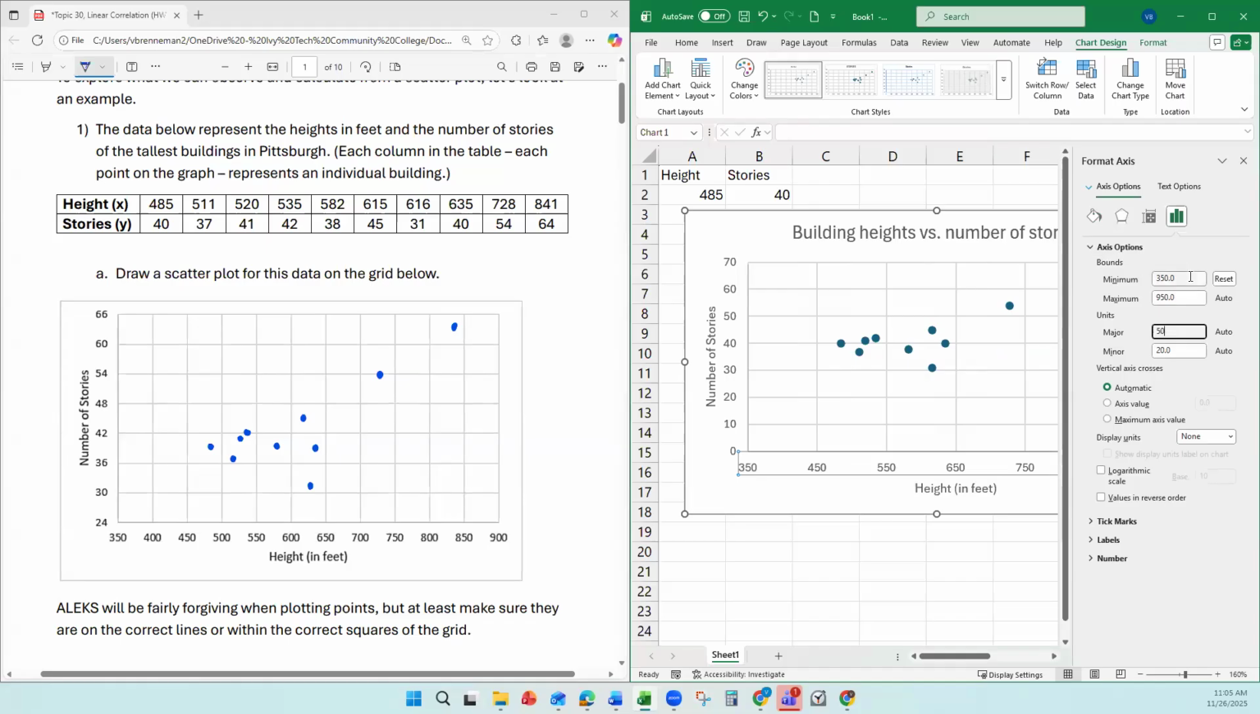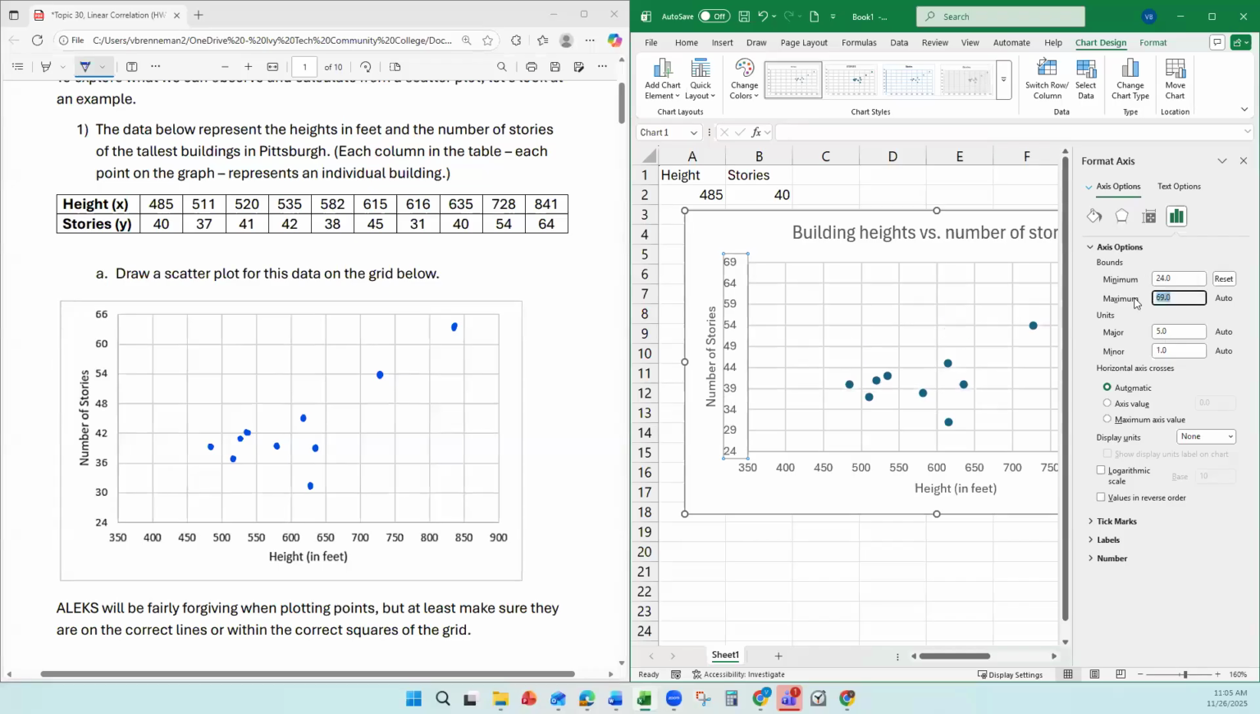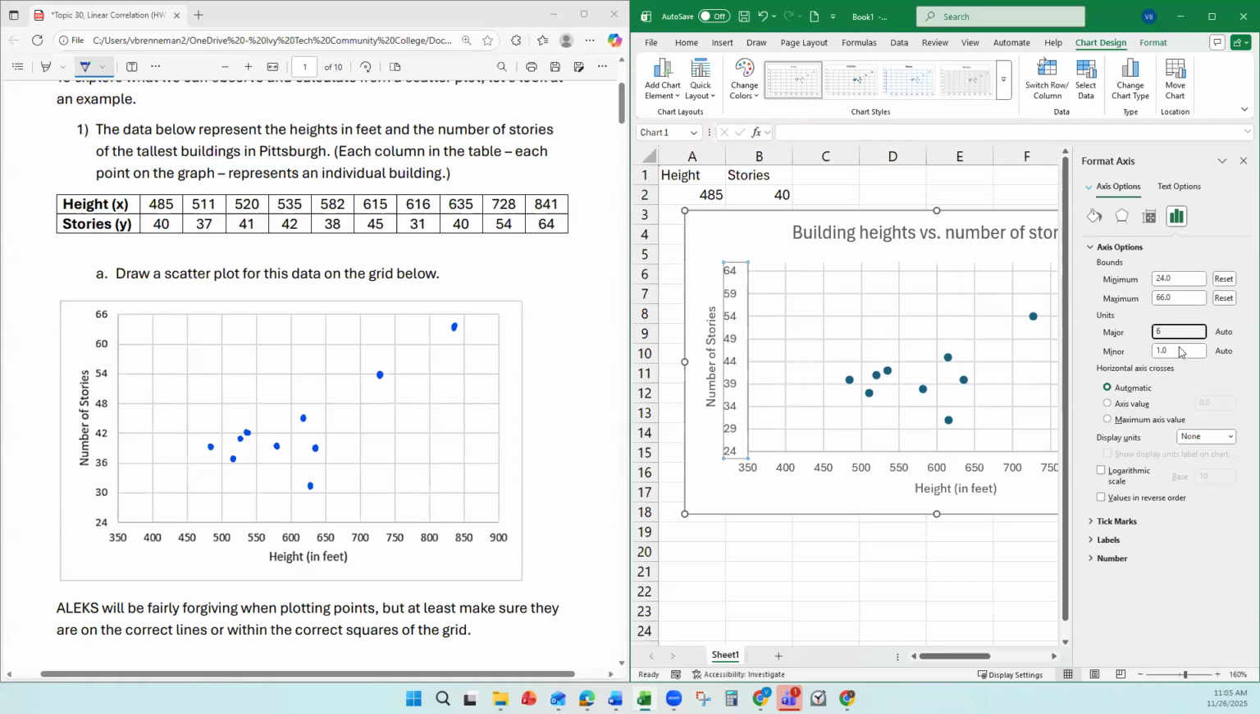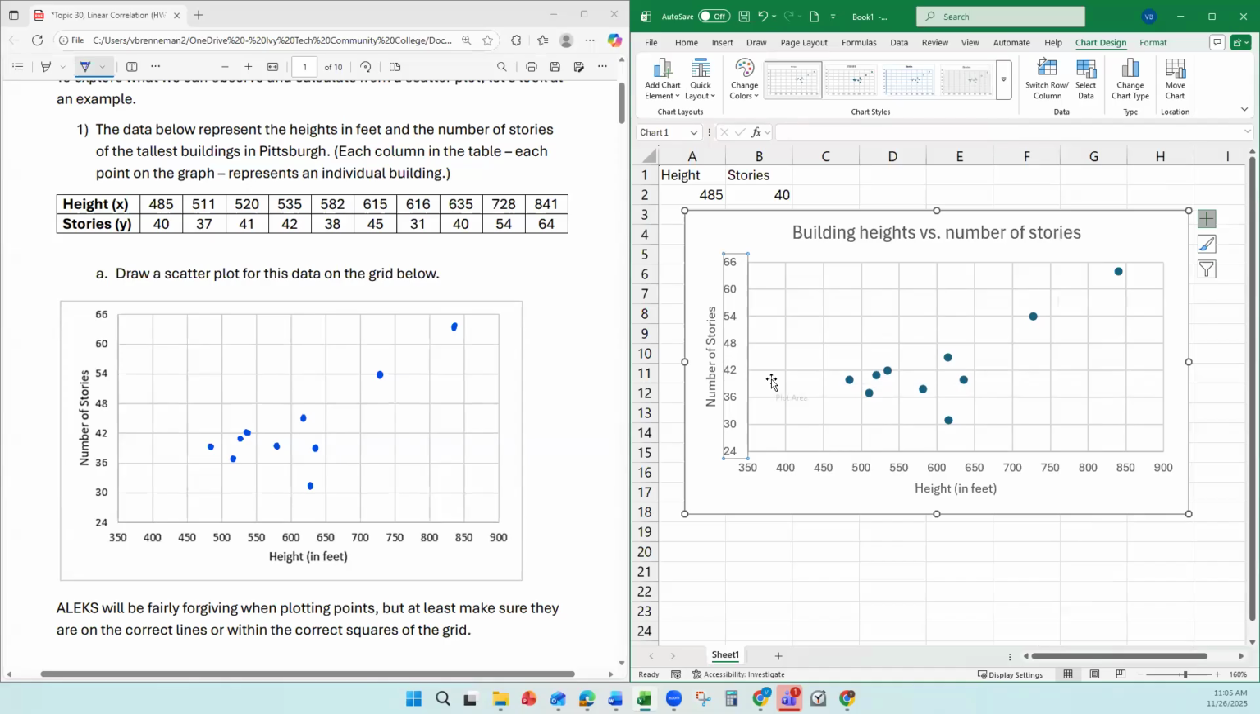And that will make it look more like the graph we started with. And then I can do the same thing. Just come over here and click on the number of stories. It'll switch to that axis. I'm going to make that go from 24 to 66, counting by 6. And so we get the graph looking more like what I plotted here. Of course, the points are plotted more precisely than what I was able to do by hand, but it looks fairly similar.